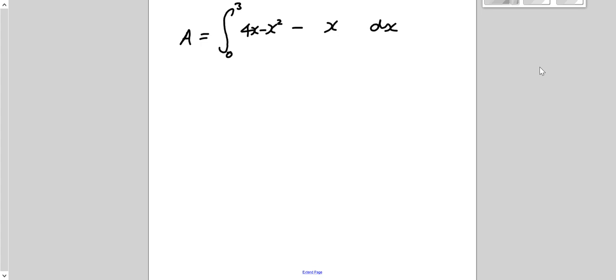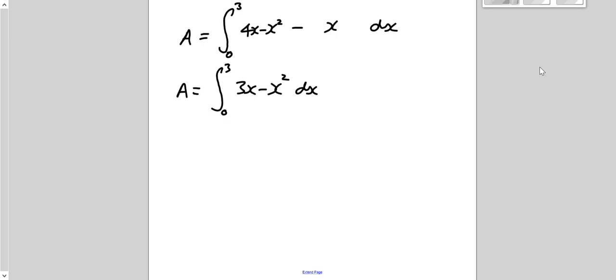Now I'm going to gather like terms. So I've got two x terms. I've got 4x, then I've got a -x. So it'll become 4x take away x to give me 3x. And then -x squared stays on its own. So that's what I've got there. And so I'm just coming down the page here. So what's going to happen next? We're going to integrate here.